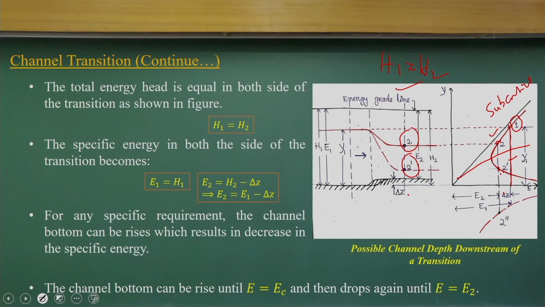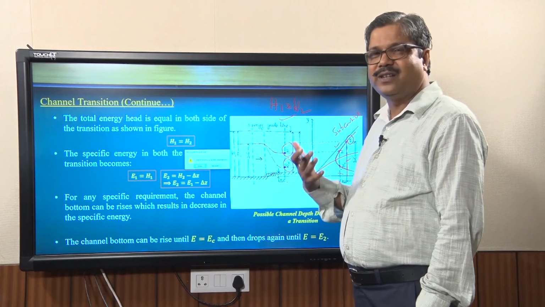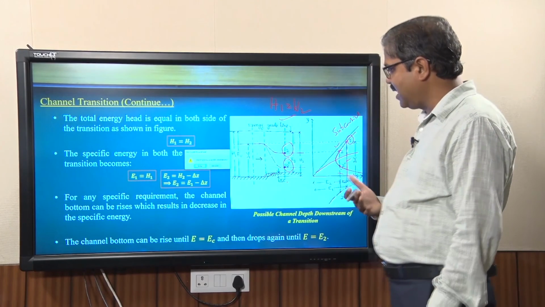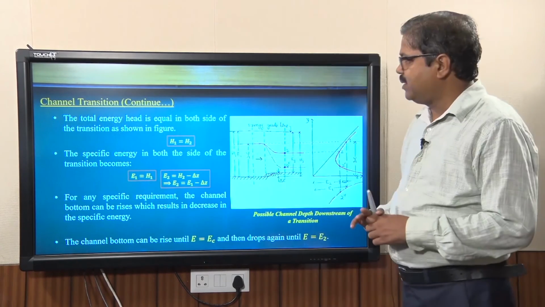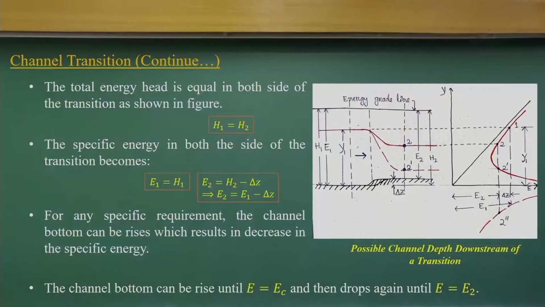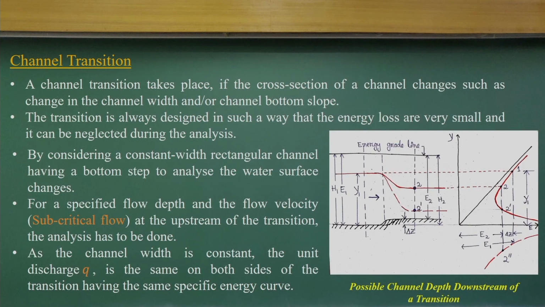So that is what happens: the bottom can rise until E equals the critical E value, and that will be our limit. And if that is not the condition, then what happens we will discuss in the next class. So basically, if I have a rise, we can draw the specific energy curve, compute E1 and E2, and find out whether the flow coming from upstream is subcritical or supercritical.